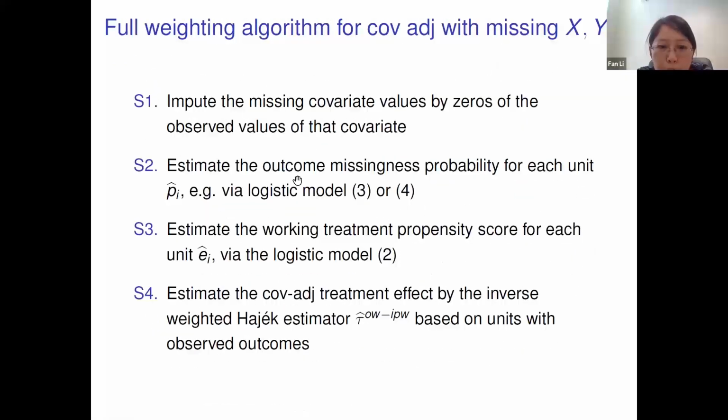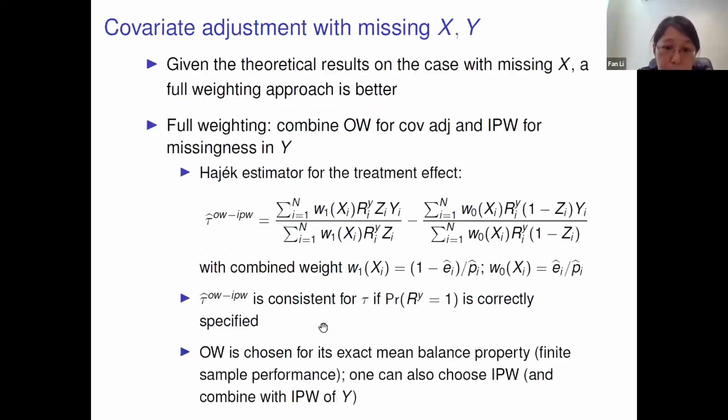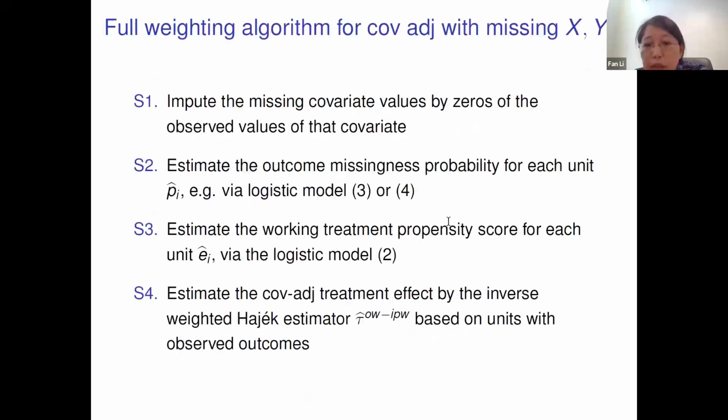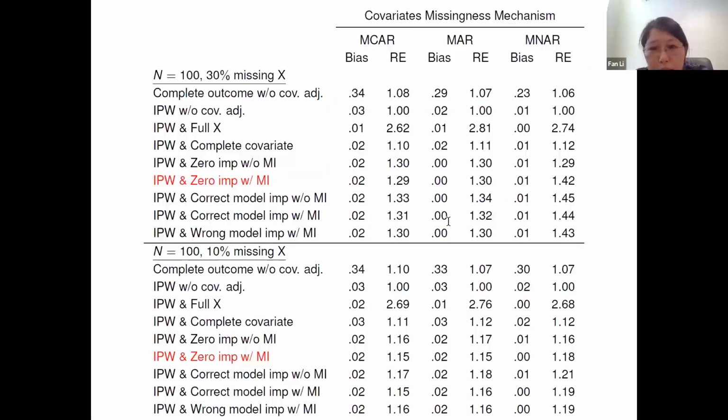So the key point is both of those models need to include the missing data indicators, and then you just estimate the covariate adjustment treatment effect by the inverse weighted Hajek estimator, based on the units with observed outcome. It is specified separately here. Okay. So then we did some simulations. Again, the simulations look pretty complicated, so I don't have time to talk about the application, but I will just go through the simulations.